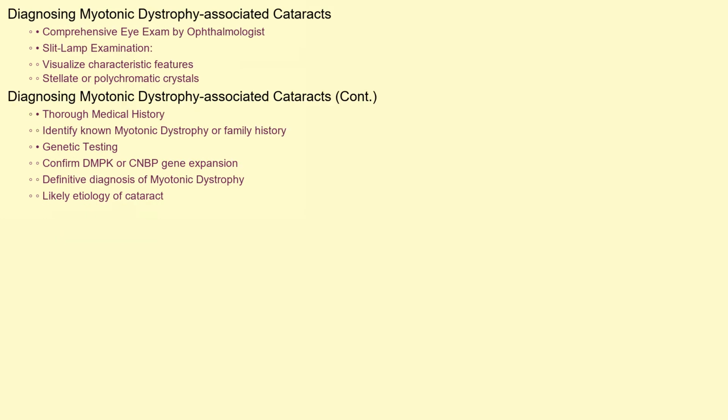Diagnosing myotonic dystrophy-associated cataracts involves a comprehensive eye exam by an ophthalmologist. A slit lamp examination is crucial for visualizing the characteristic features of the cataract, such as the stellate or polychromatic crystals. Additionally, a thorough medical history is essential to identify any known myotonic dystrophy diagnosis or family history. Genetic testing to confirm the presence of the DMPK or CNBP gene expansion is also necessary for definitive diagnosis of myotonic dystrophy, and by association, the likely etiology of the cataract.